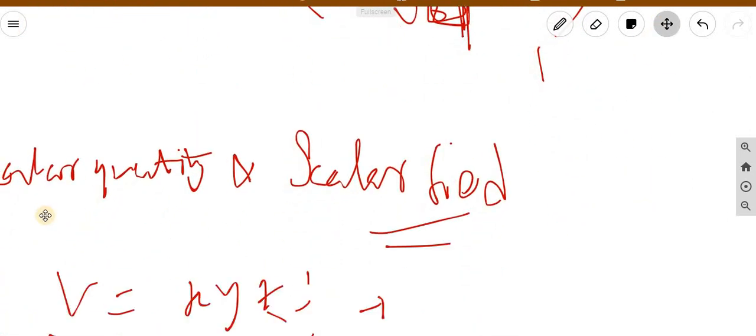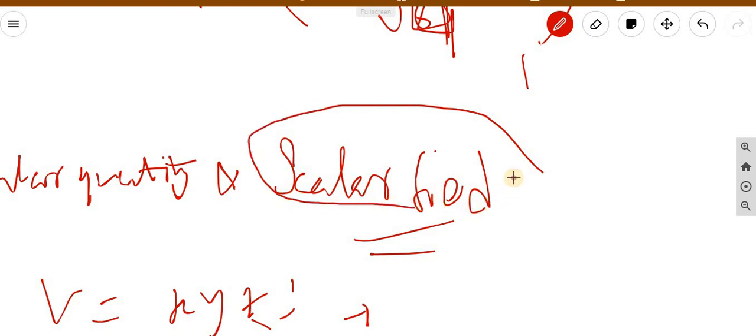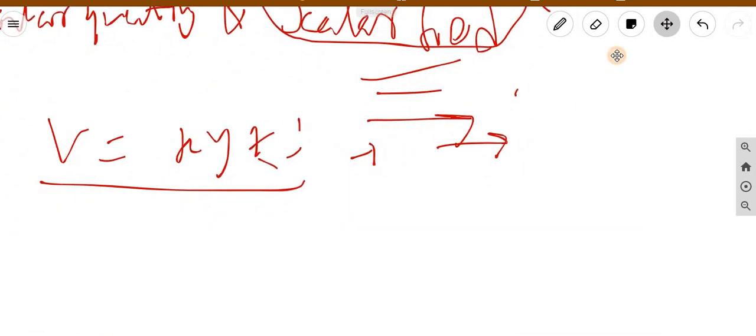A scalar quantity means it will have only magnitude, nothing else, no direction. The scalar field also presents as a function. A scalar quantity is a physical quantity, but a scalar field has a magnitude throughout the region. A vector has magnitude as well as direction, but in the case of a scalar field, throughout the region it will only have magnitude.